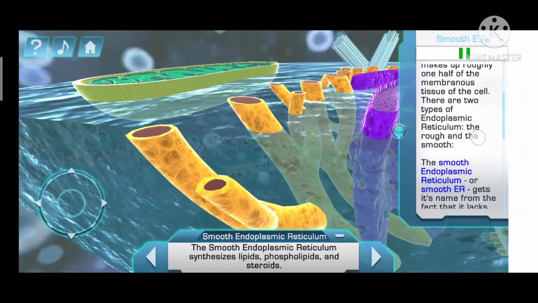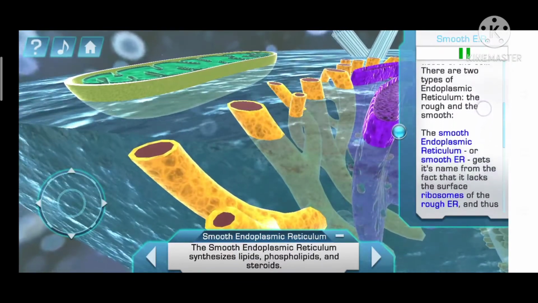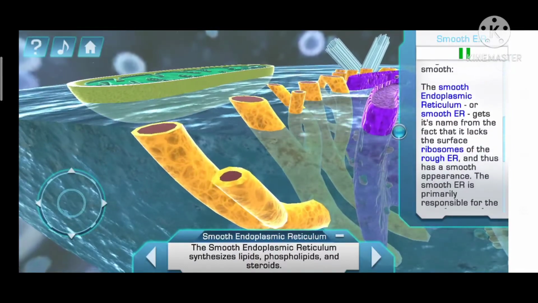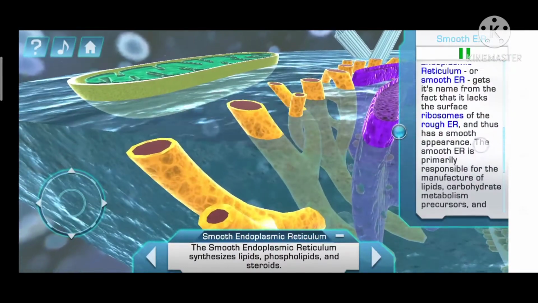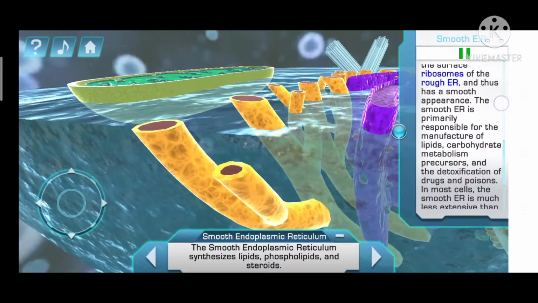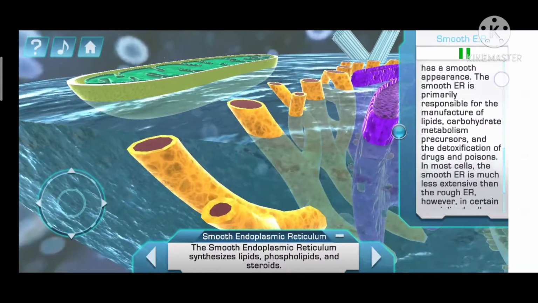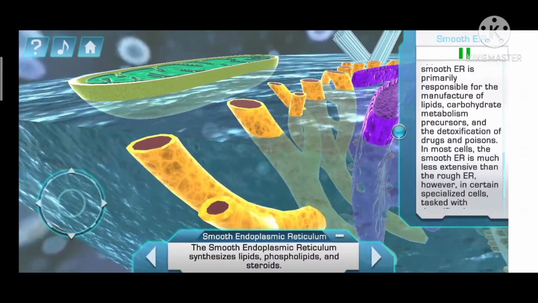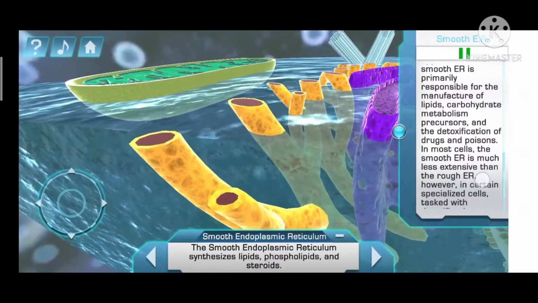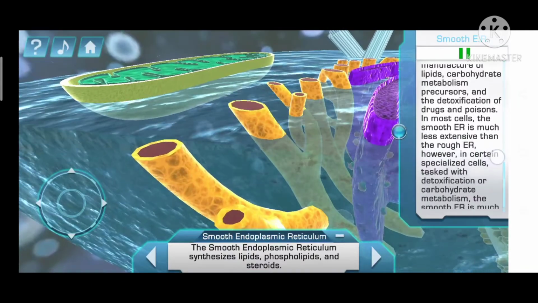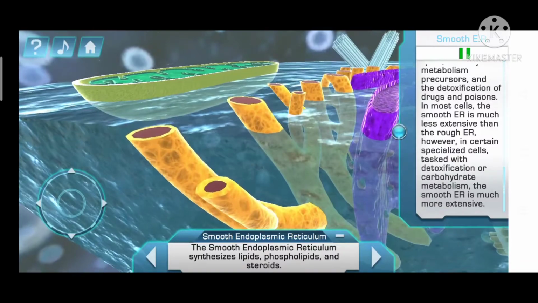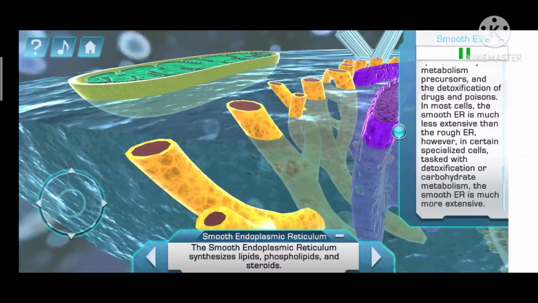The smooth endoplasmic reticulum, or smooth ER, gets its name from the fact that it lacks the surface ribosomes of the rough ER, and thus has a smooth appearance. The smooth ER is primarily responsible for the manufacture of lipids, carbohydrate metabolism precursors, and the detoxification of drugs and poisons. In most cells, the smooth ER is much less extensive than the rough ER. However, in certain specialized cells, tasked with detoxification or carbohydrate metabolism, the smooth ER is much more extensive.